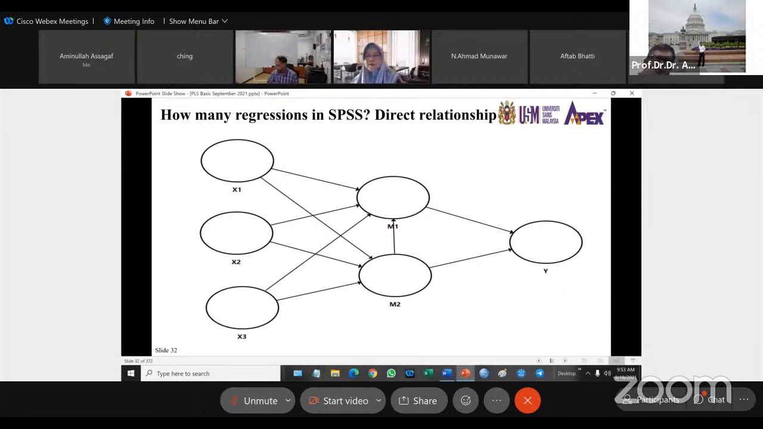How about M1 to M2, Prof? Here it is all at once. This is X1, X2, X3, and M2 together. All four together, not separately. If you run them separately, you get a different result.